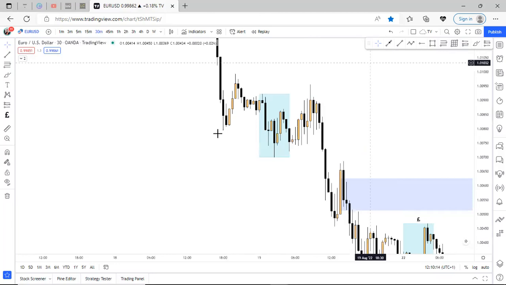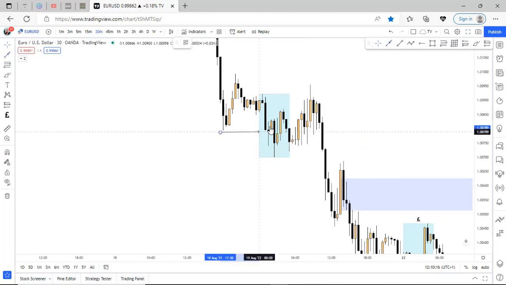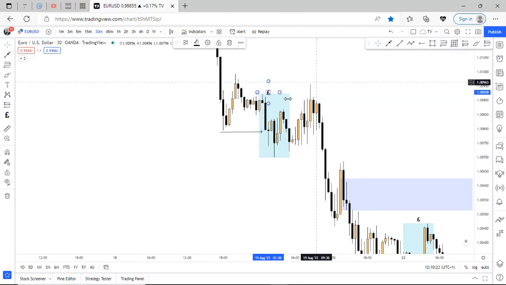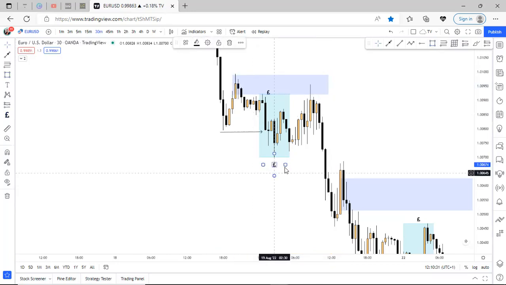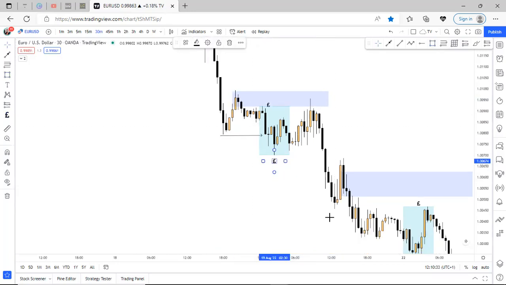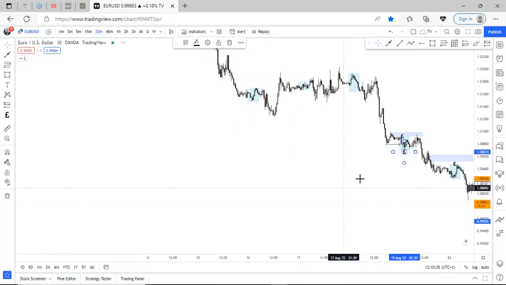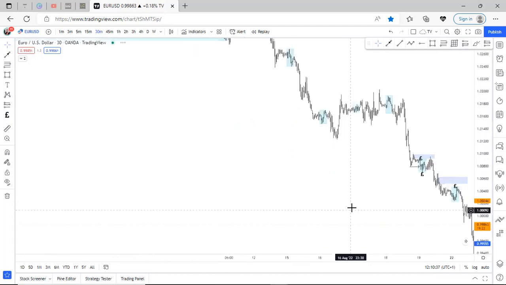So here is another example right here. We have a break up structure during the Asian session, and as you can see, price cleared out the Asian range high liquidity first, found supply at this level, and price melted, okay, clearing out the Asian range low as well. So that's another nice example right there.